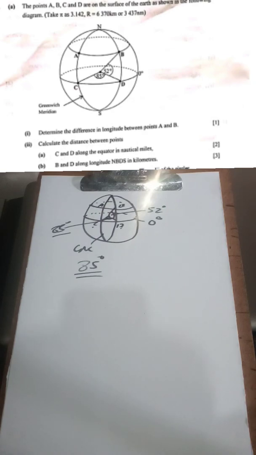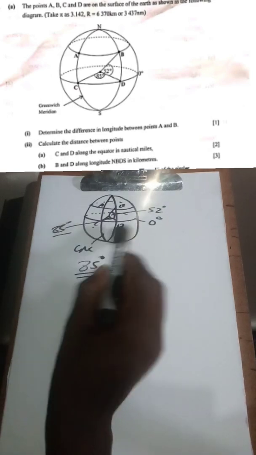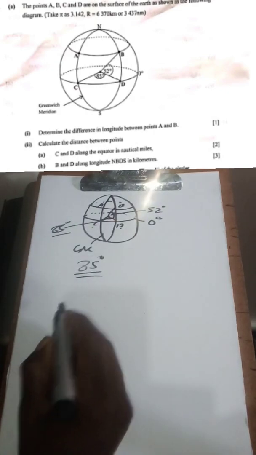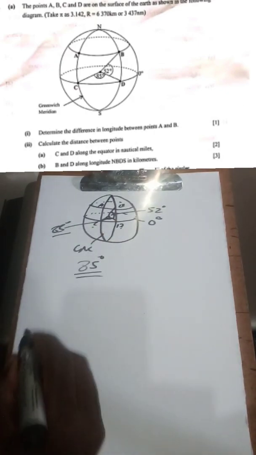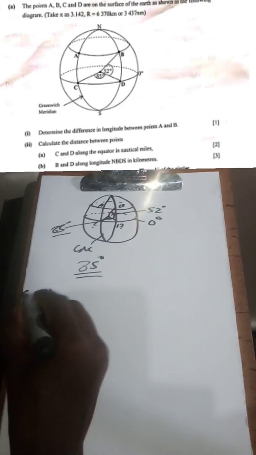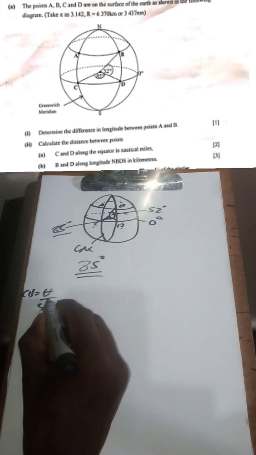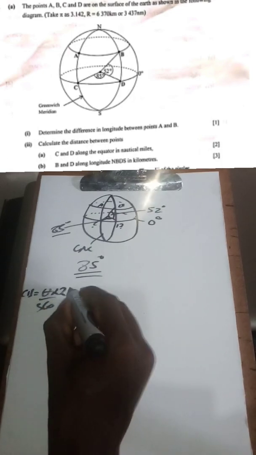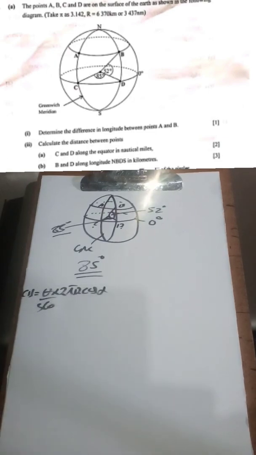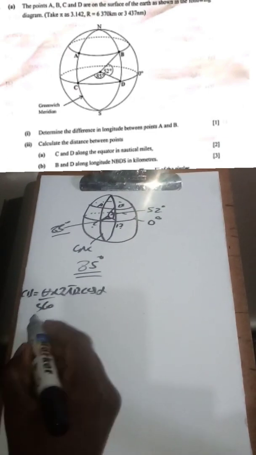C and D along the equator in nautical miles. So we are calculating distance CD. So remember, this is distance along the latitude. Hence, we are going to say theta. Here, I'm just going to say CD is equals to theta divided by 360 multiplied by 2 pi r cos x, like that. So now, what is our theta?